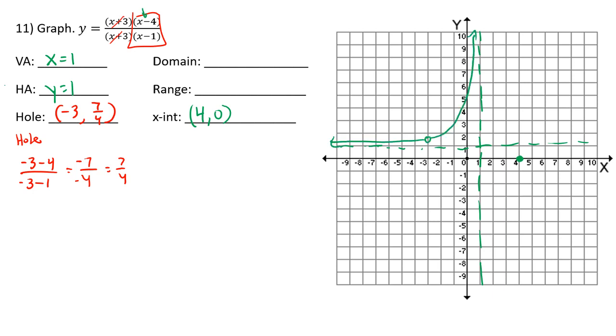Graph. Domain: x is an element of all real numbers, but it is not going to be the vertical asymptote or the hole, so it's not going to be 1 or -3. Range: y is an element of all real numbers, but it's not going to be the number 1, the horizontal asymptote, or the y value of the hole.